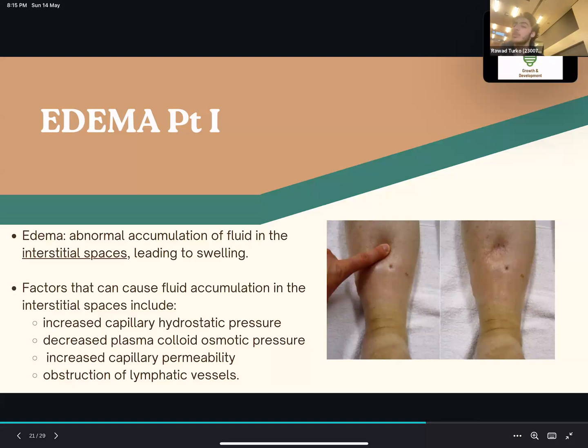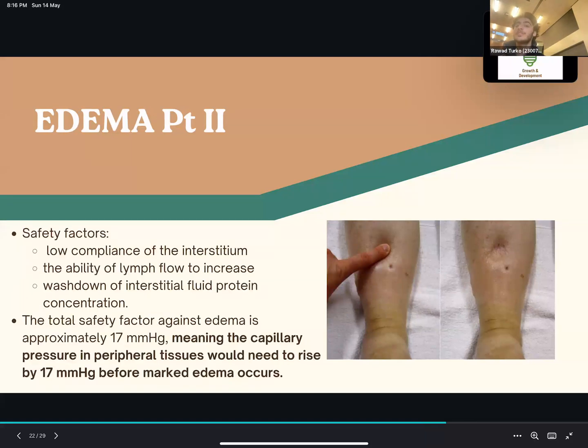If we have decreased plasma colloid osmotic pressure, then we would have less pulling force from inside the capillary, which leads to more fluid accumulation in the interstitium. And then obviously increased capillary permeability and obstruction of lymphatic vessels would also cause edema. For safety factors, factors that would prevent edema, we have very low compliance of the interstitium. We have the ability of lymph flow to increase washdown of interstitial fluid protein concentration. What I mean by the low compliance of the interstitium is that the total safety factor against edema is approximately 17 millimeters of mercury, meaning the capillary pressure in the peripheral tissue would need to rise by 17 millimeters of mercury before any edema could happen.